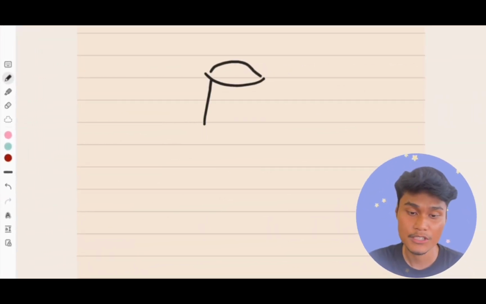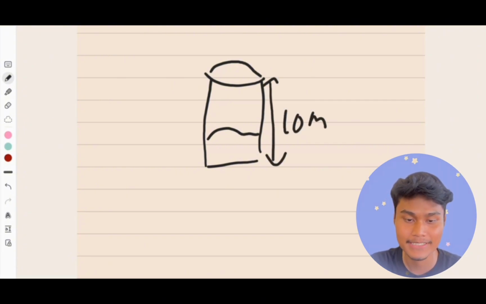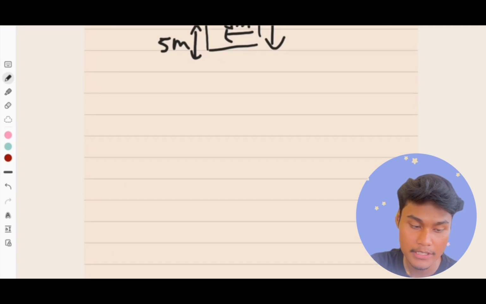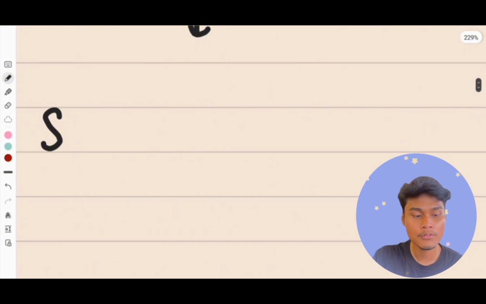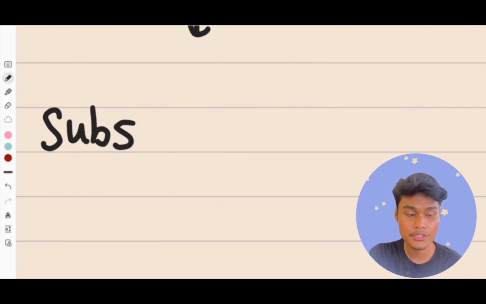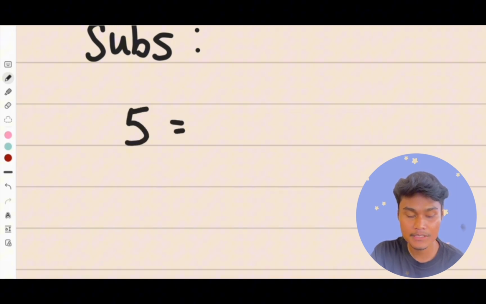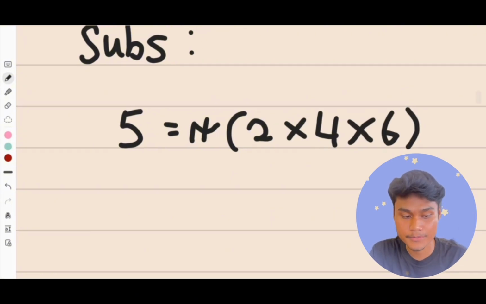To make it easier for us to solve this equation, we first draw the cylindrical tank. The height of the cylindrical tank is 10 meters, the radius is 4 meters, and the water level is 6 meters. Now, we can substitute the known values into the equation. When the water is 6 meters deep, the height h is 6 meters and the radius r is 4 meters. 5 equals pi multiplied by 2 multiplied by 4 multiplied by 6 dh over dt.